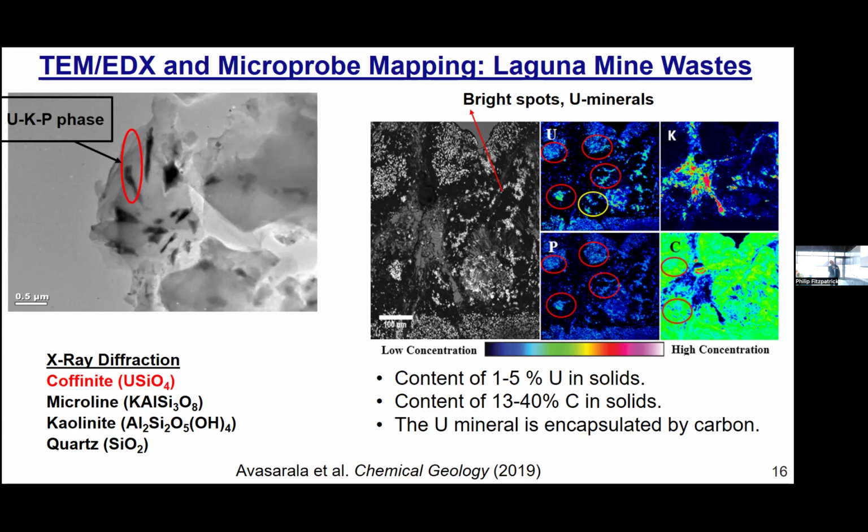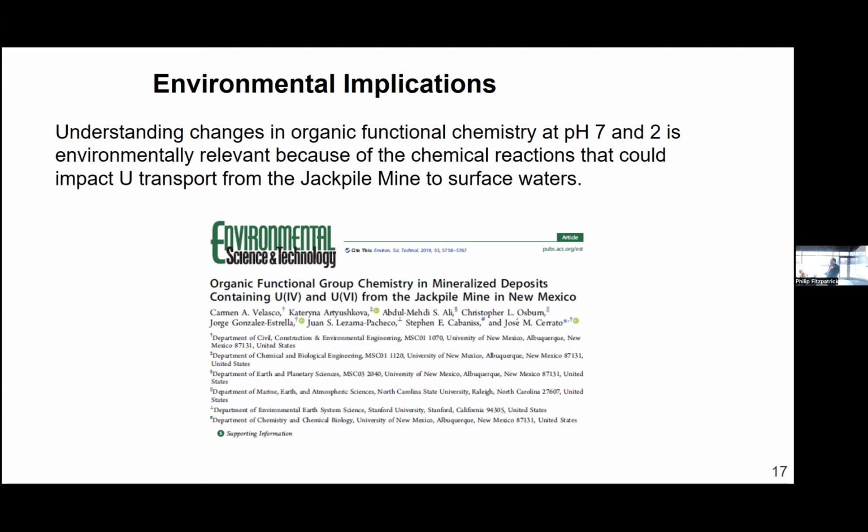One of my former PhD students, Carmen Velasco, published this very nice paper showing how that uranium-4, reduced uranium, and uranium-6, oxidized, is still present. No matter if we have different pH reactions, we saw some changes of organic functional groups, as some of you can imagine, right? When you have those different pH reactions, but the uranium-4 was still present, which to me was interesting.